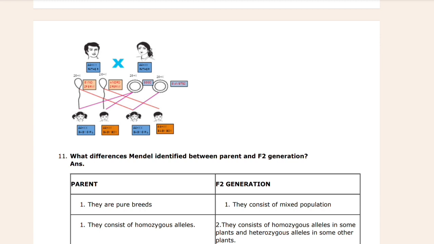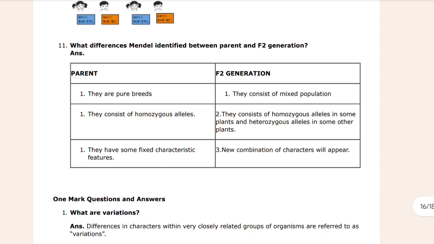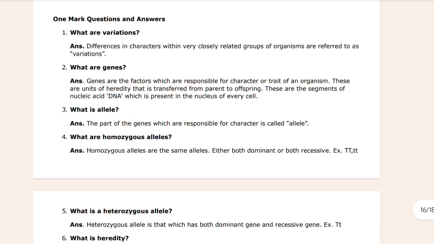This is the figure. You can see this one. Actually, it is also given in your textbook. Parents and F2 generation. And till here, the 1 mark question is started. So let's see this.